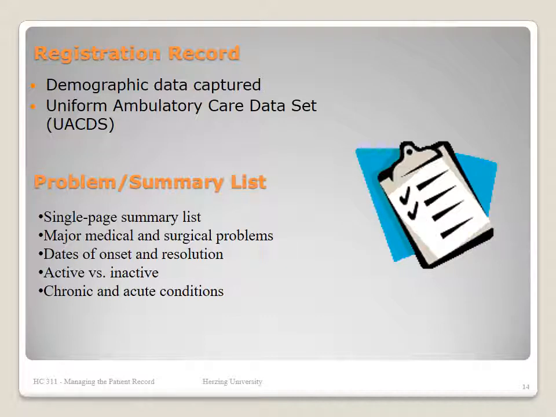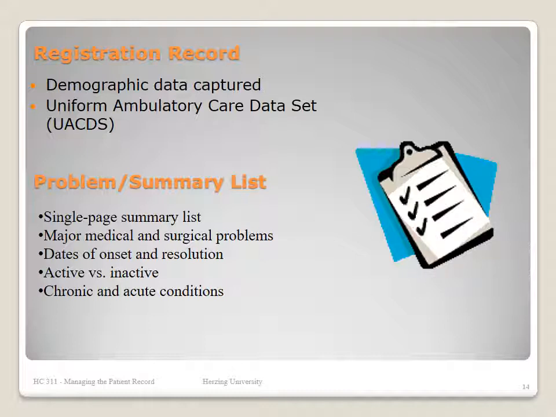The registration record is where all of the demographic information is captured on a patient. This includes items such as name, date of birth, social security number, address, phone number, employer information, type of insurance, etc. The Uniform Ambulatory Care Data Set provides guidance as to the data fields and data sets that should be used to capture this information.